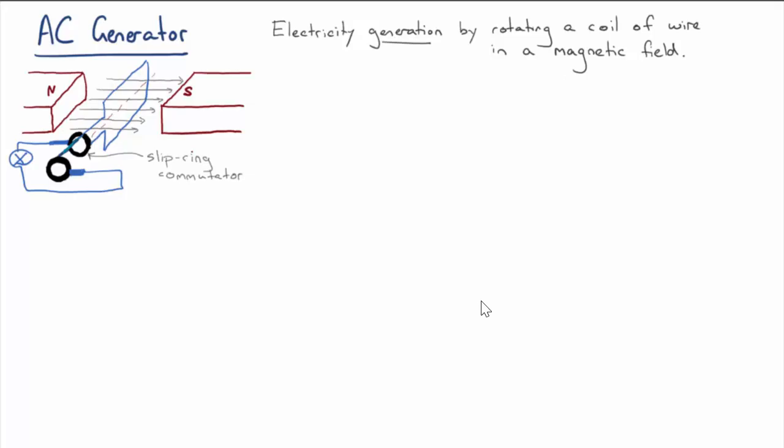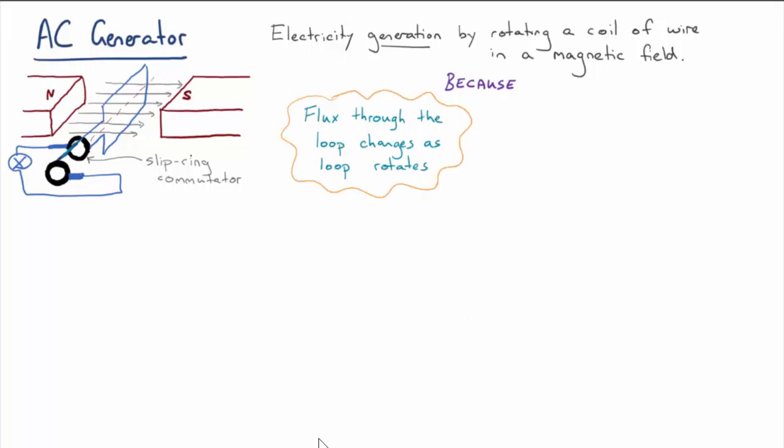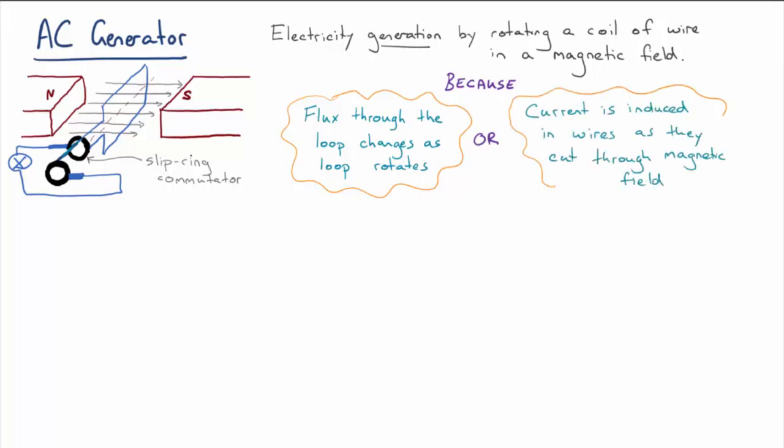Now back to electricity generation by rotating a coil of wire. So how does this happen? How do we get electricity out of it? Because of induction. You can either think of it as a flux through the loop, which changes as the loop rotates. That's one way of saying it. Or the current is induced in those wires on the side as they cut through the magnetic field.